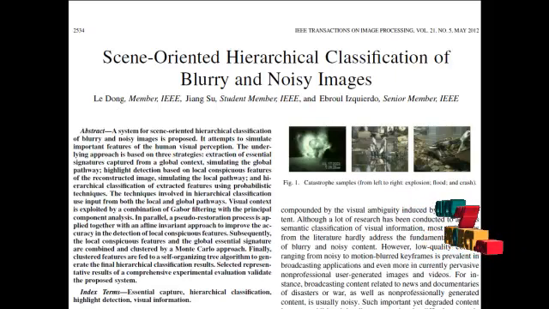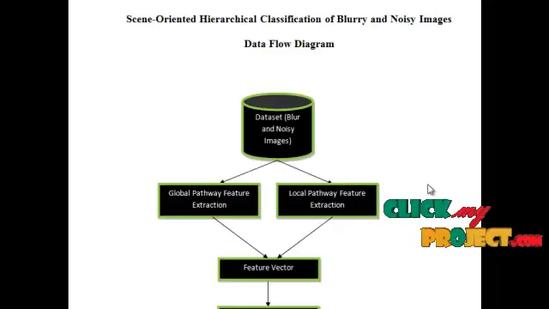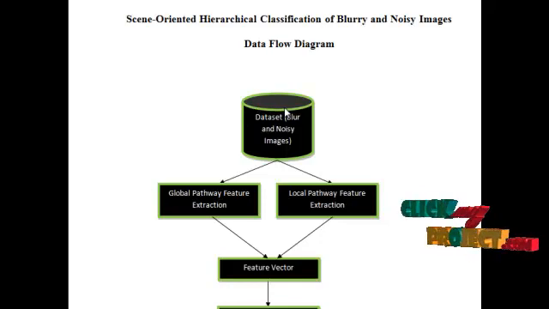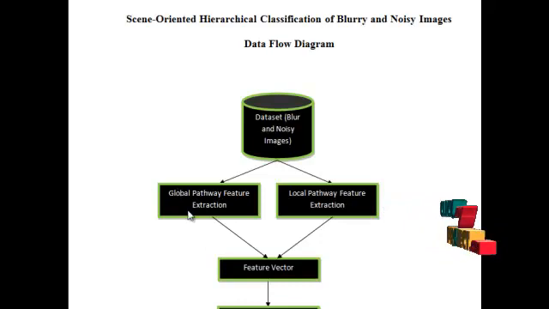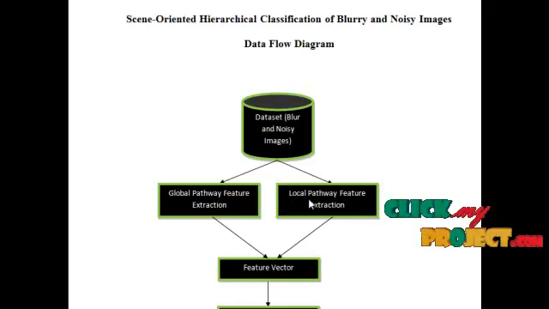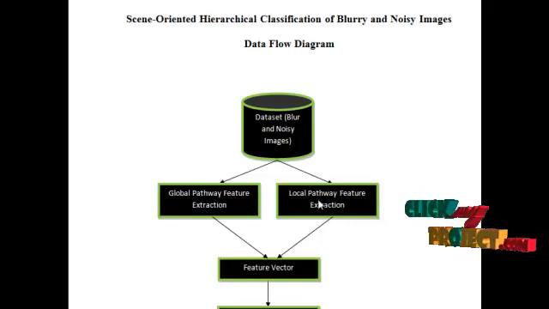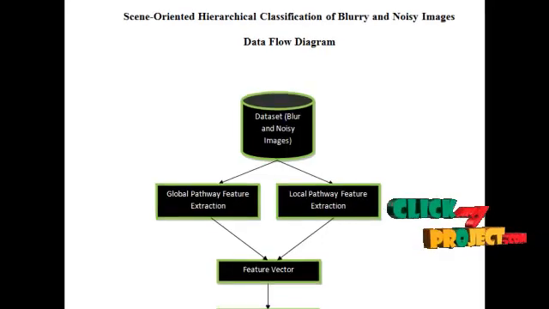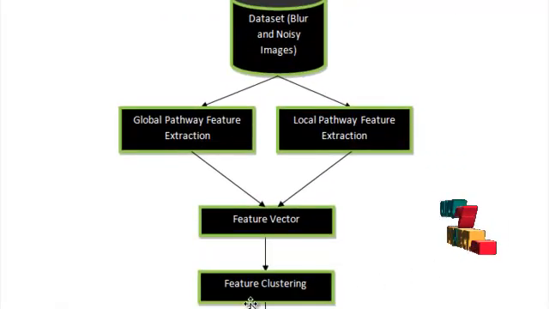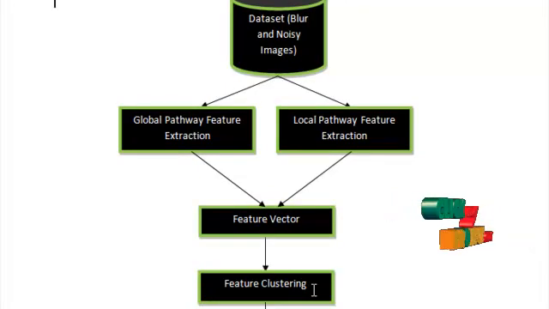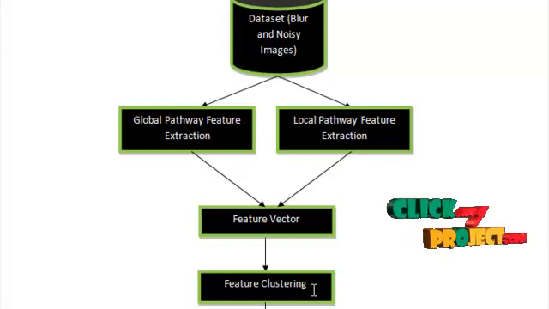Let's have a discussion on the data flow diagram. Regarding the data flow diagram, you have to consider a data set which is both blurry and noisy. Those images must be subjected to two different kinds of feature extraction. One is global pathway feature extraction and another is local pathway feature extraction. The features extracted from these two methods are concatenated to form a feature vector. This feature vector is in turn subjected to a clustering algorithm called the feature clustering algorithm. The clustering algorithm will provide you with the ID for each of the features.